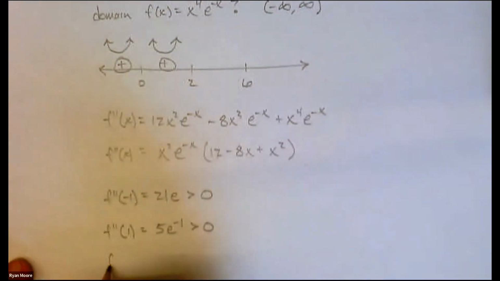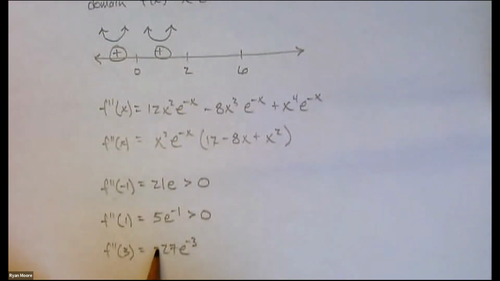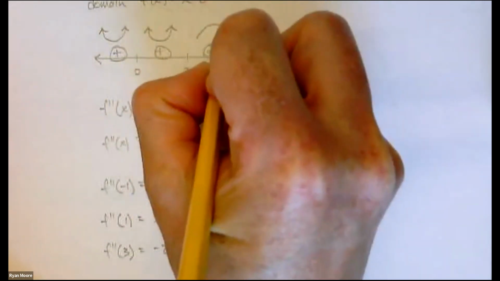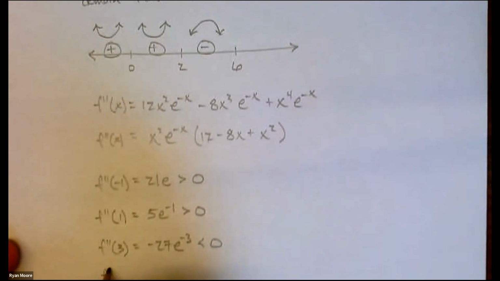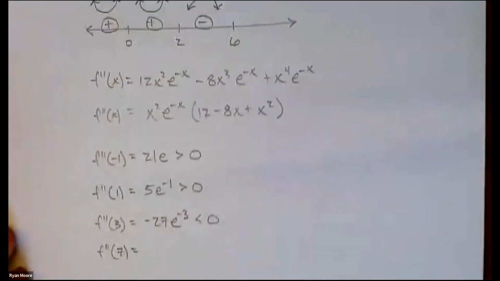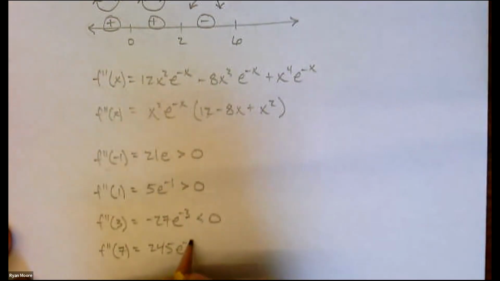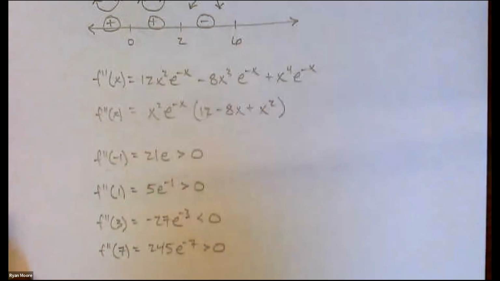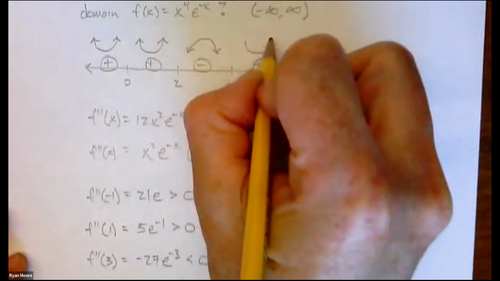Okay, the next one, how about 3? Well, I'll let you guys check. I got negative 27 e to the negative 3. Now that's negative because of the negative in front. So we're concave down. And finally, f double prime, I'll use 7. I got 245 e to the negative 7. That's back to being positive. So positive, concave up.